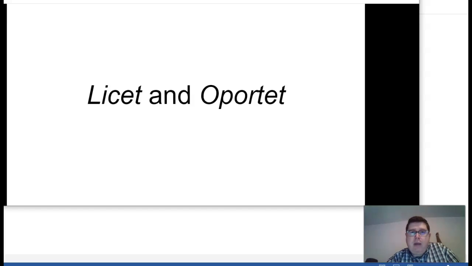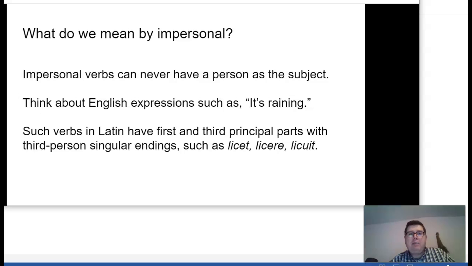Hi everybody, I wanted to talk today a little bit about licet and oportet, which are two impersonal verbs in Latin that are used very frequently. First, let me remind you of what we mean by an impersonal verb. An impersonal verb is a verb that can never have a human being, a person, as the subject. Usually there is no subject expressed in a Latin impersonal verb.